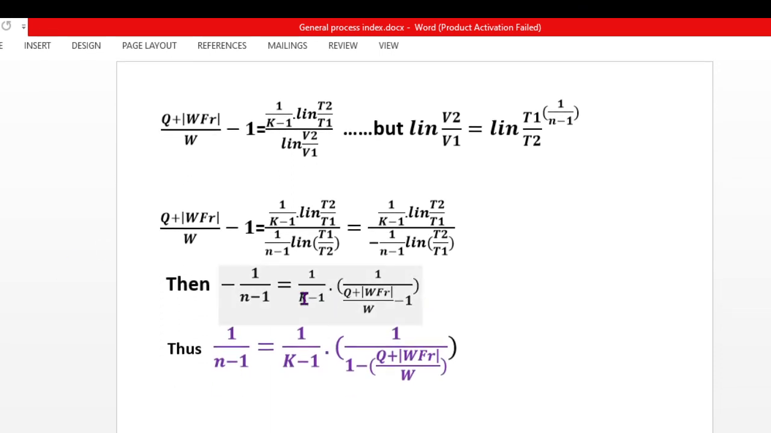over n minus 1 equals 1 over k minus 1 into 1 over q plus w friction over w minus 1. Multiplying both left and right-hand sides of the equation by minus 1, we get 1 over n minus 1 equals 1 over k minus 1 into 1 over the denominator, which would be inverted because of the minus 1, 1 minus q plus w friction over w. So this is how to obtain it in the case of a closed system.